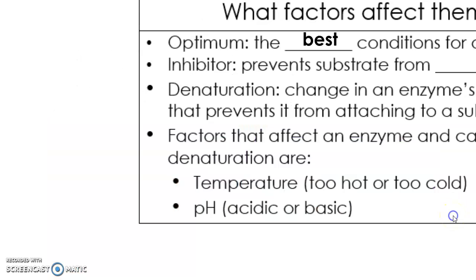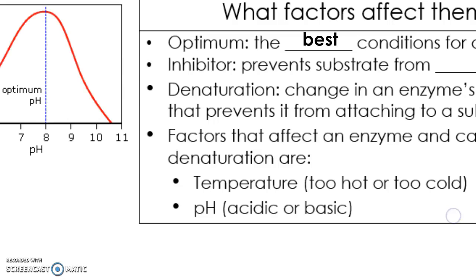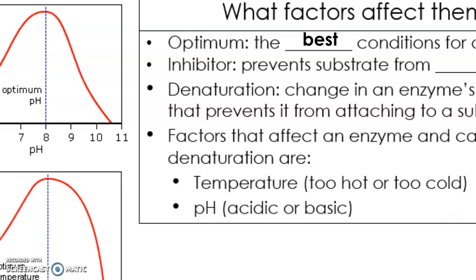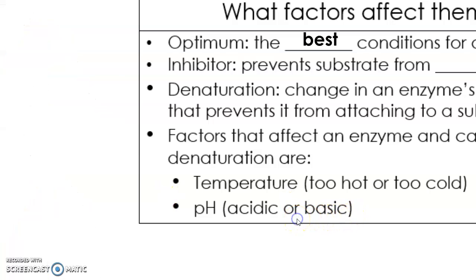What factors affect them? So the best conditions for an enzyme is going to be optimum. Inhibitor, it prevents. So optimum, it's going to have an optimum pH and an optimum temperature. So temperature really affects the enzyme activity. The more the temperature, it is a factor that affects an enzyme, and the pH is a factor that affects the enzyme.